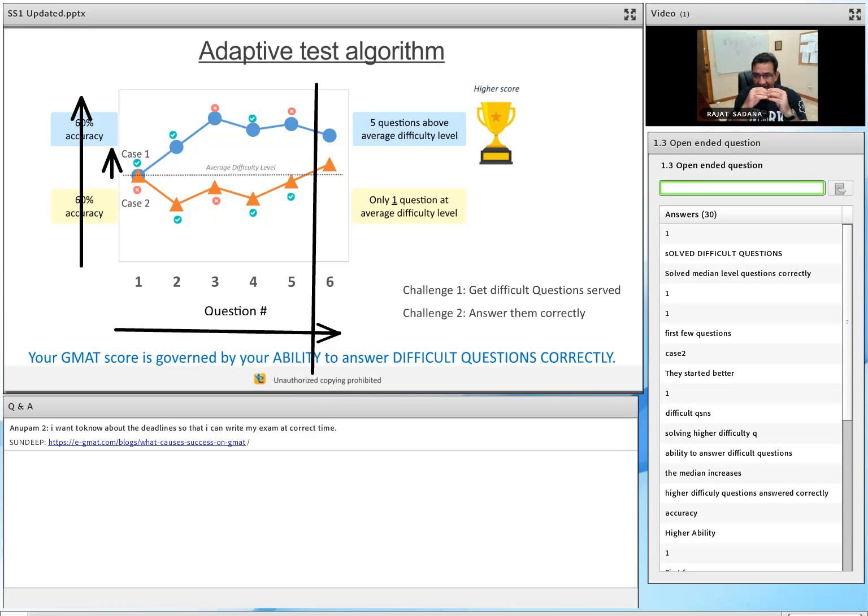Okay. So when it comes to acing the GMAT, you have 2 challenges that you need to master. One is you need to make sure that you get difficult questions served to you. Why? Because it's a computer adaptive test. It's not going to serve difficult questions if it doesn't think you can solve them. Second, is to answer those difficult questions correctly.